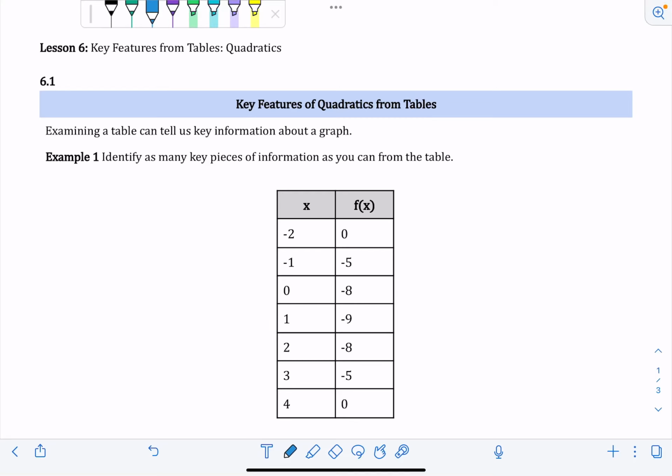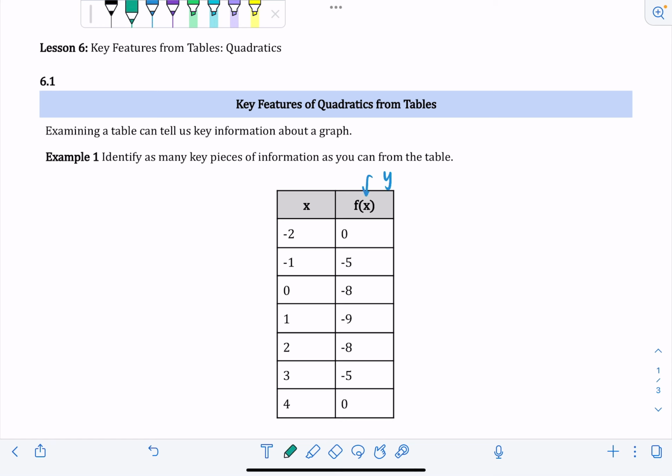Lesson 6 is key features from tables of quadratics, and in 6.1, we're just going to analyze a couple tables and pull out as much important information from those tables as we can. So in example 1, we have an input-output table, x values on the left, f of x is on the right, and remember that f of x is interchangeable with y.